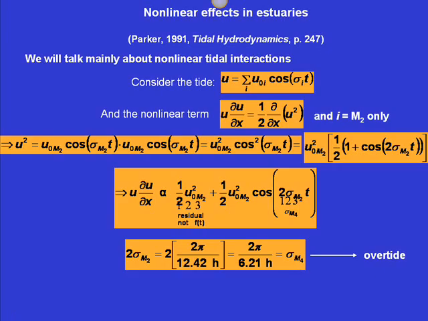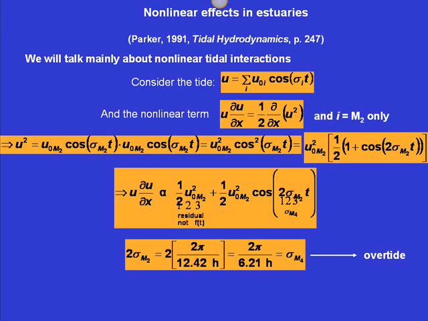So that's something that should be in your vocabulary, and in your disk drive, that you know what the M4 is and what the period of the M4 is. I trust that you have the period of the M2 in your hard drive by now, right? In your disk drive. What's the period of the M2? 12.42, and the period of the S2? 12 hours.